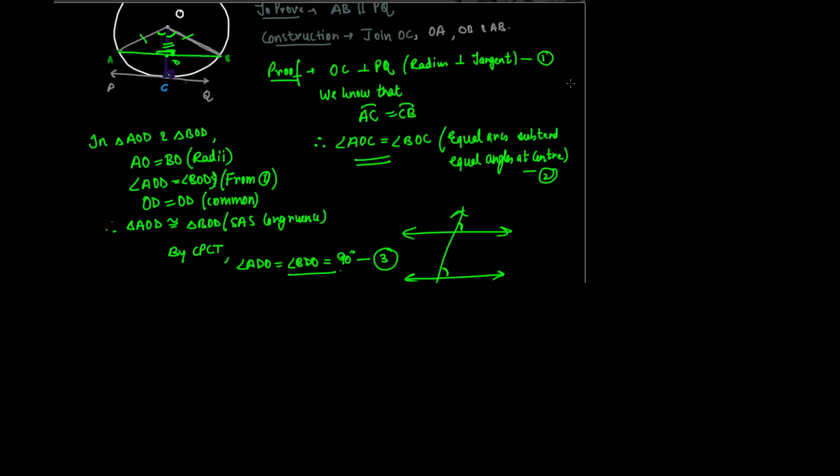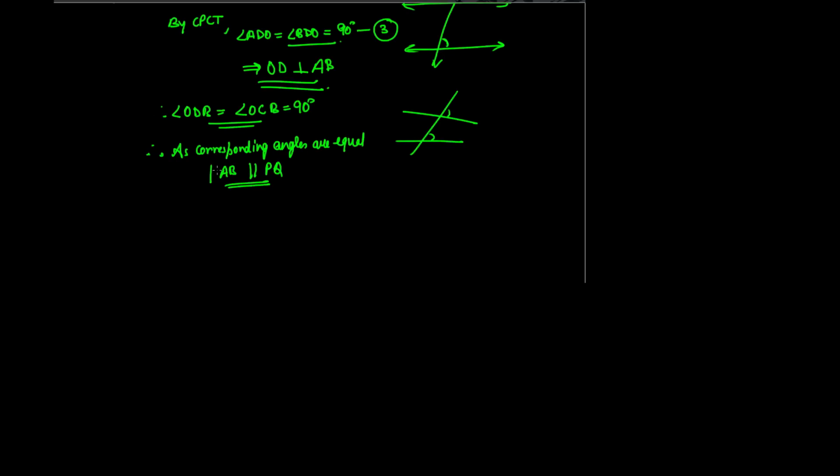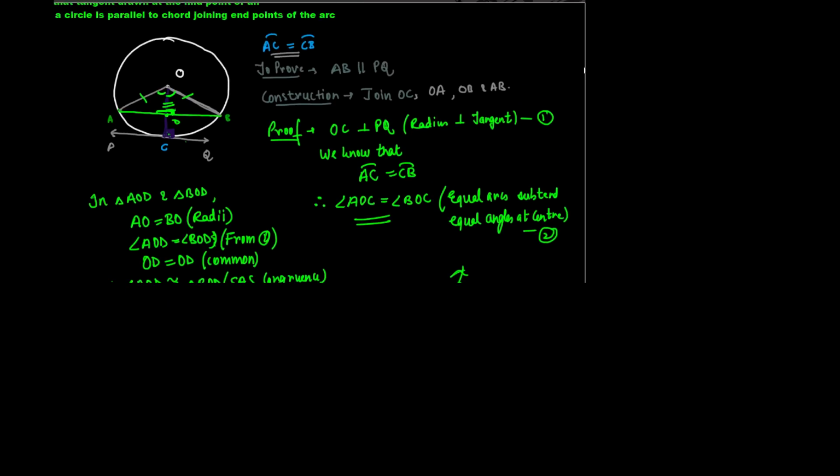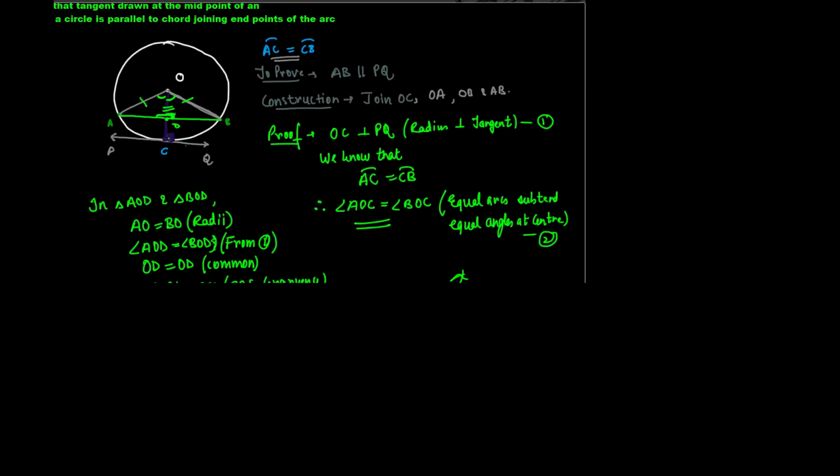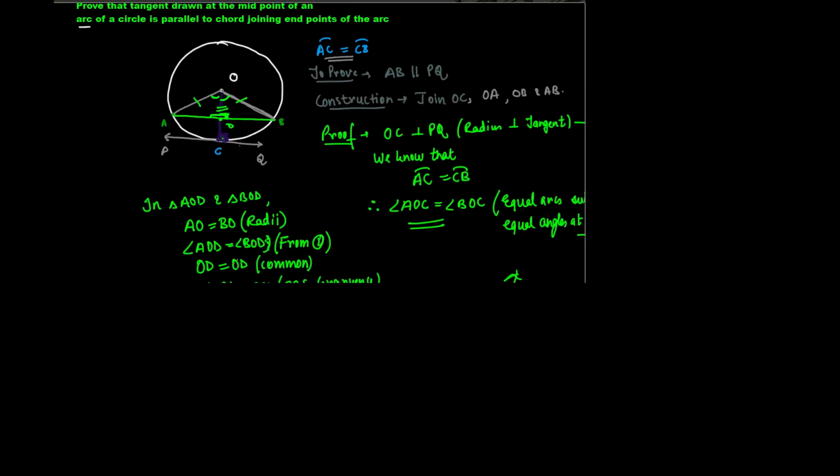Right? So I hope that's absolutely clear. This is how we prove that AB is parallel to PQ, and we proved that the tangent through the midpoint of the arc of a circle is parallel to the chord joining the endpoints of the arc. That is, AB is parallel to PQ. Right? So I hope that's absolutely clear. It's a very, very good question.